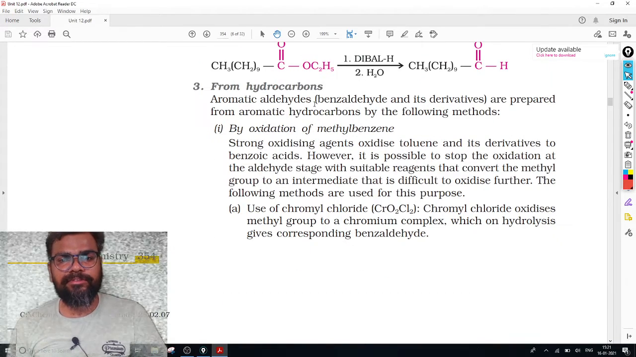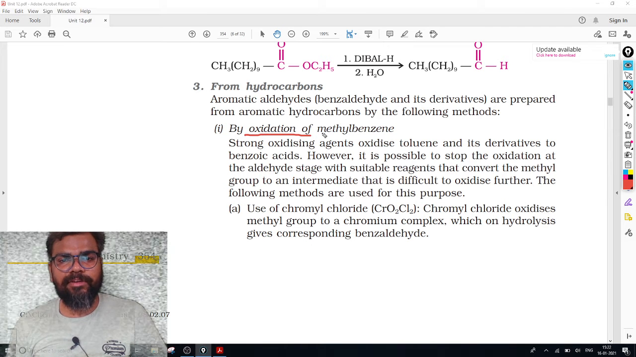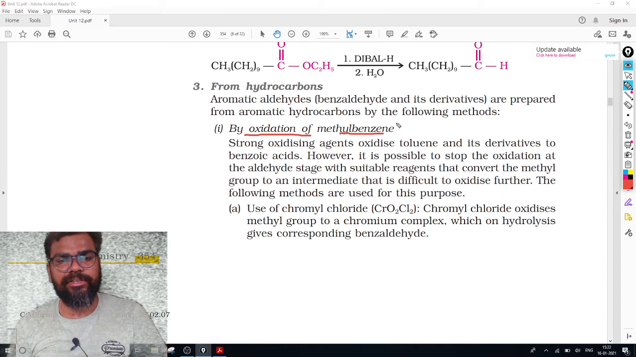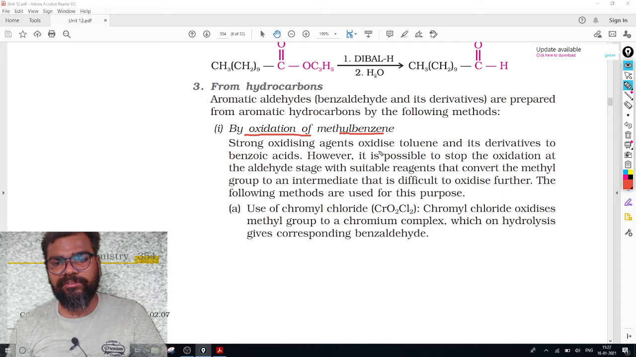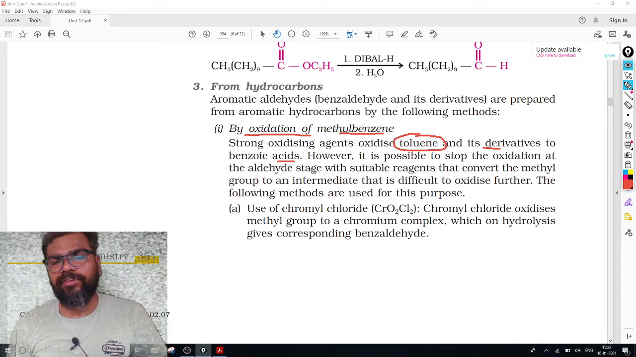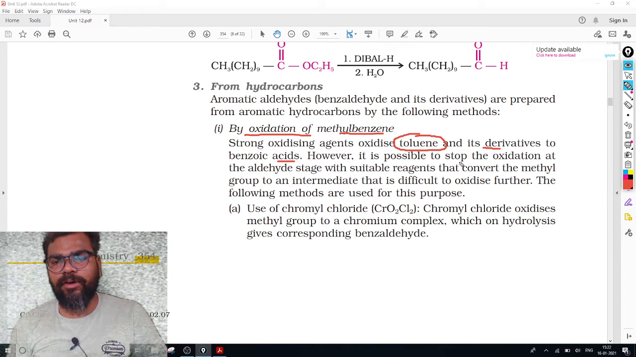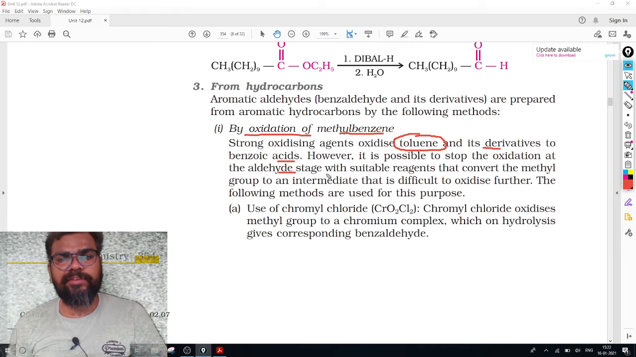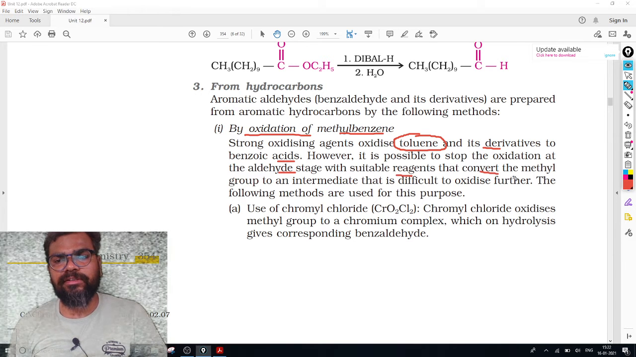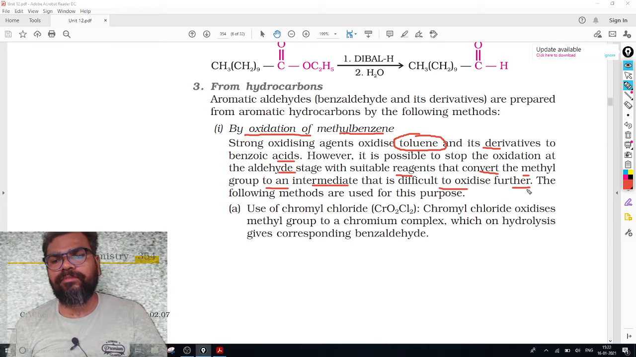Then from hydrocarbons. Aromatic aldehydes are prepared from aromatic hydrocarbons by the following methods. Let us see one by one. First, by oxidation of methylbenzene, that is toluene. Strong oxidizing agents oxidize toluene and its derivatives to benzoic acid. However, it is possible to stop the oxidation at the aldehyde stage with suitable reagents that convert the methyl group to an intermediate that is difficult to oxidize further.